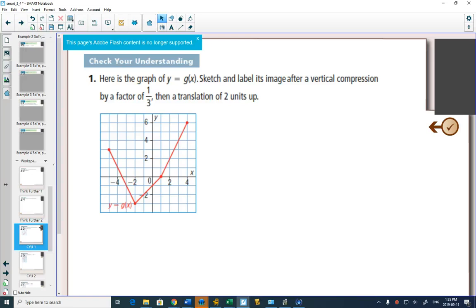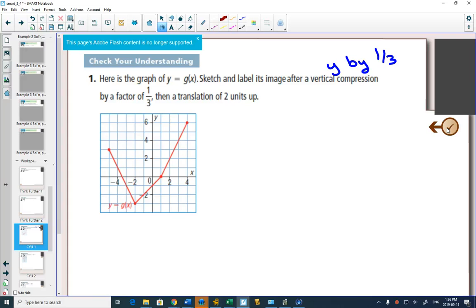Here's a graph of g of x. We want to sketch and label its image after vertical compression by a factor of 1/3. So that means we're going to multiply our y values by 1/3, and then a translation of 2 up. So we're going to use the system where, starting with the points, we do our stretches first, translations afterwards.